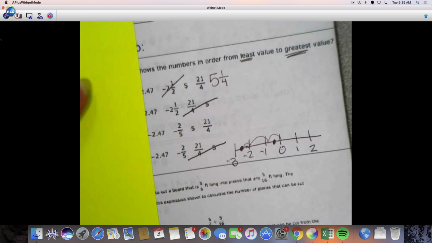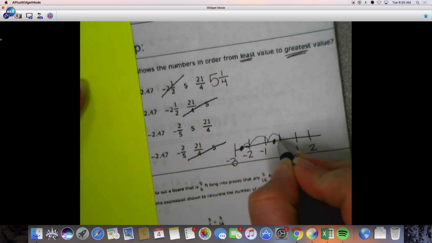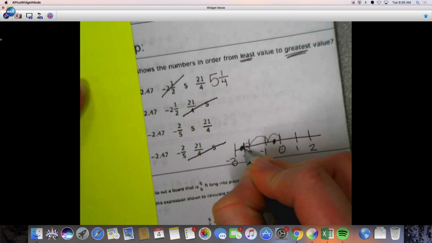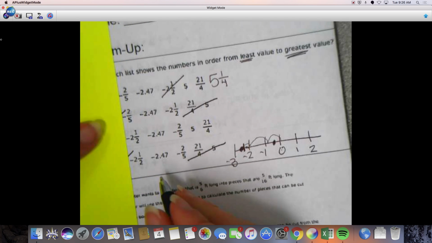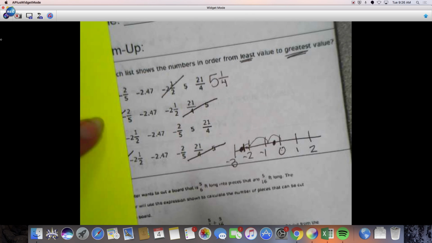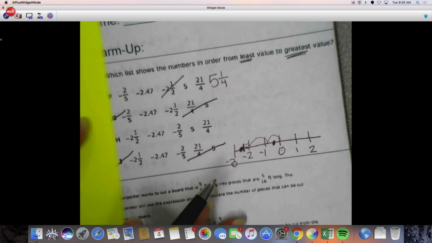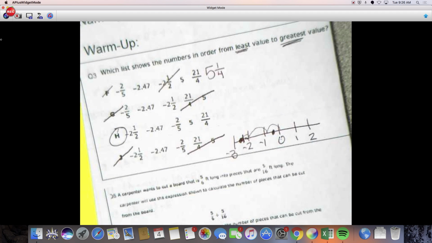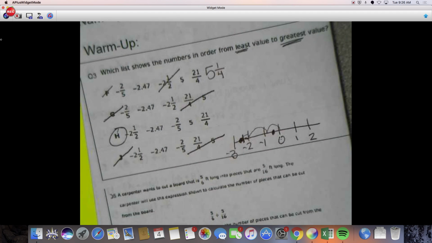If I want to check myself, I know that negative 2 and 0.47 would be 1, 2, and then right before that half. And then I know that negative 2 1/2 would be right here. So which one is in correct order? H. Okay? That just takes it a little bit more step by step for getting your problem in order.